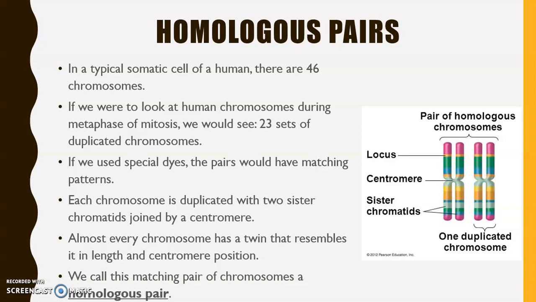So let's talk about homologous pairs. What does that word mean? What does that look like? Well, I'm about to show you. In a typical somatic cell, or body cell, of a human being, there are 46 chromosomes. I think we're all pretty good with that fact.